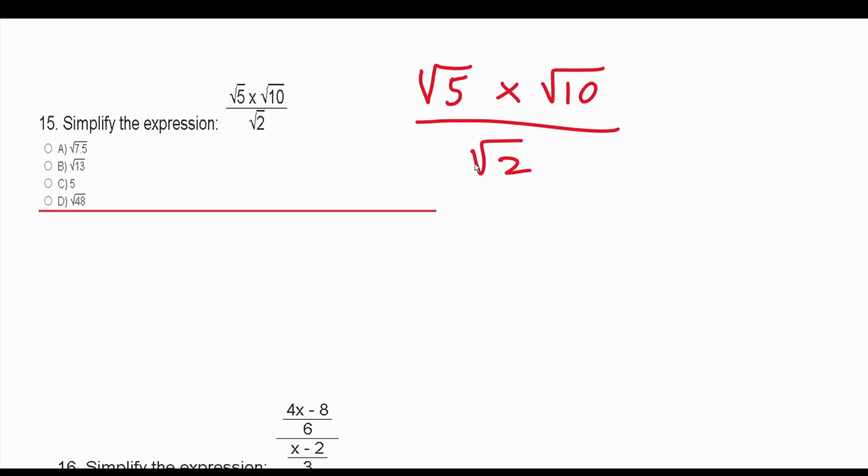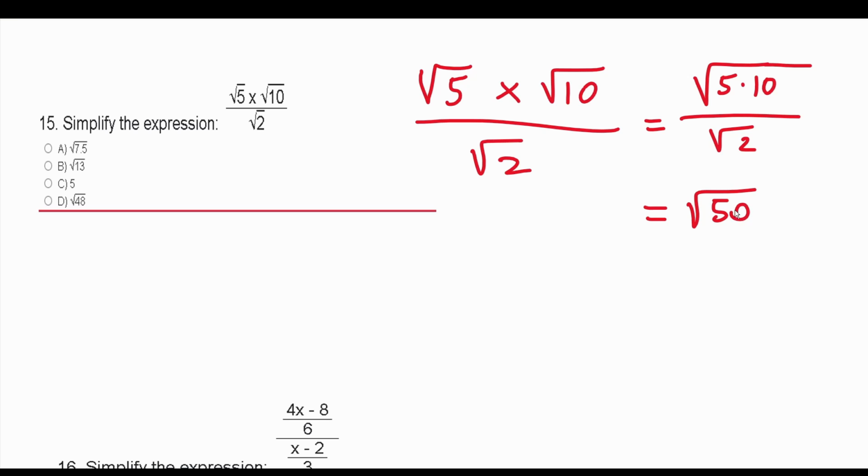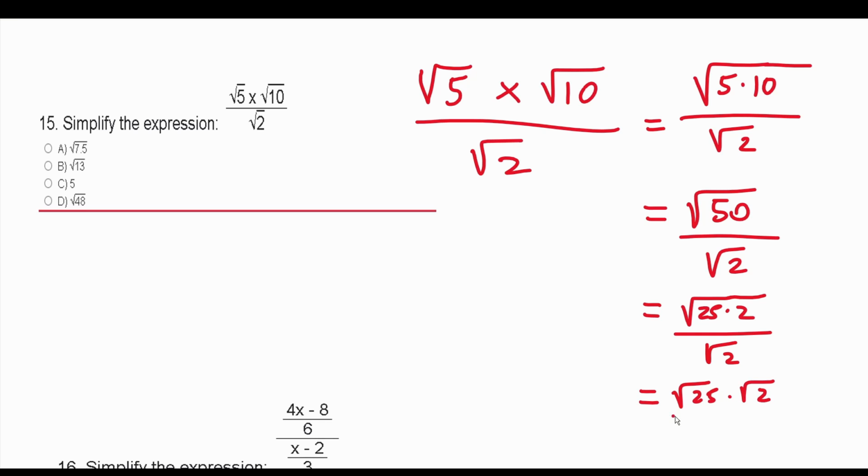If you know your properties of radicals, you know you can rewrite this square root of 5 times the square root of 10. That becomes the square root of 5 times 10 over square root of 2. Square root of 5 times 10 is the same as square root of 50 over square root 2. And now we can break this down such that we get a whole number. Again, the square root of 50 is the same thing as square root of 25 times 2 over square root of 2. And let's break these apart. This is the square root of 25 times the square root of 2 over the square root of 2.